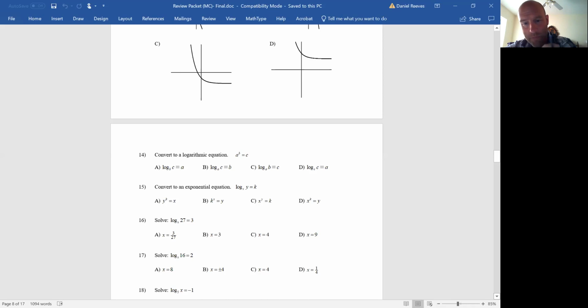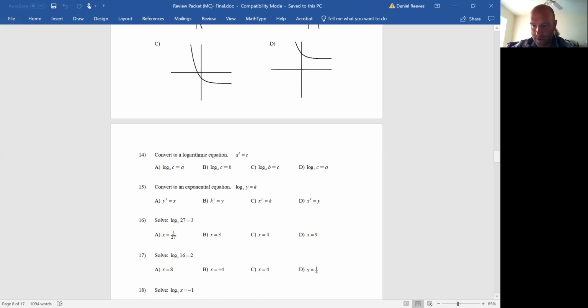I know that either plus or minus 4 to the second equals 16, but there's a little trick here, and that is that you're not allowed to take the log of a negative base number. So the only correct answer is going to be C.